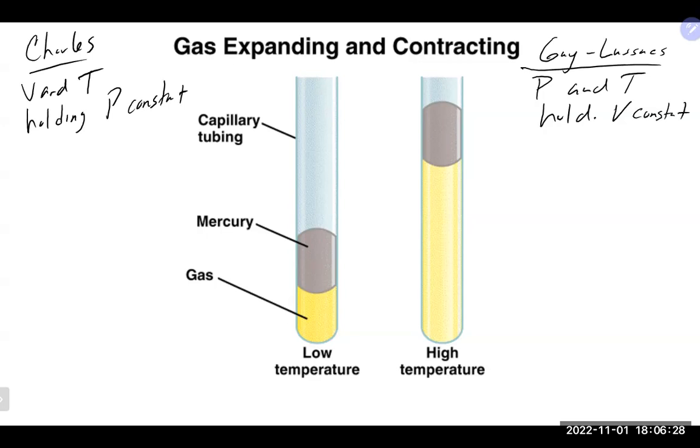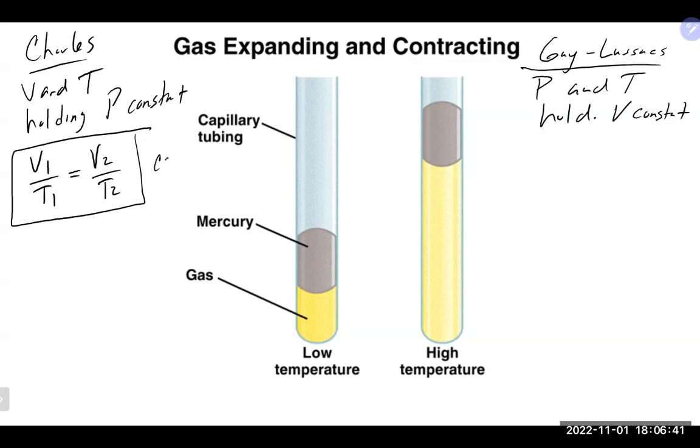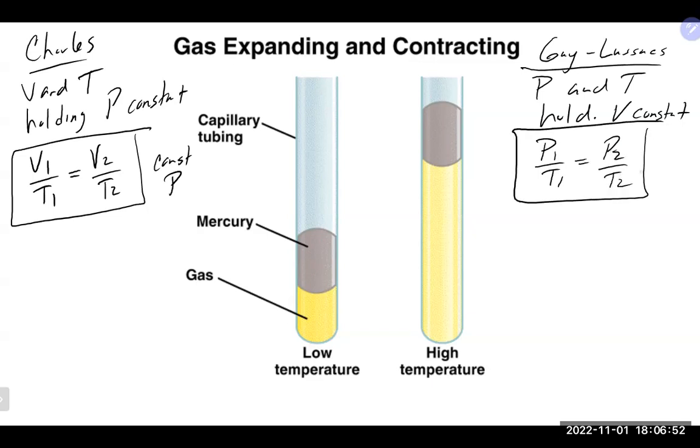So basically, Charles's law is, as we will see, V1 over T1 is equal to V2 over T2, and again, this is at constant pressure. And Gay-Lussac's law is P1 over T1 is equal to P2 over T2, and this is at constant volume. So let's talk about what will happen in each of these situations, and how volume and temperature change, and pressure and temperature change.